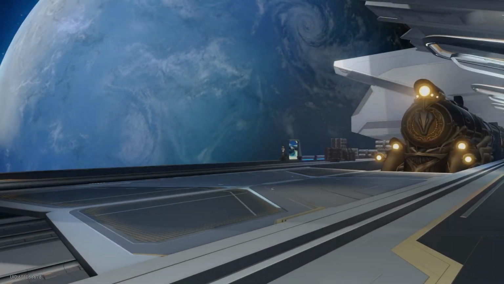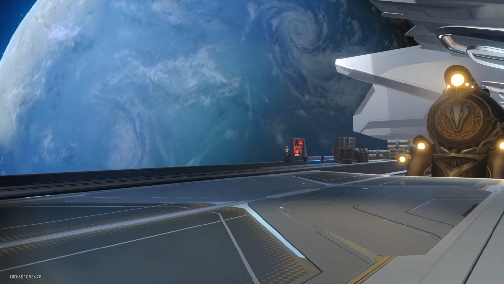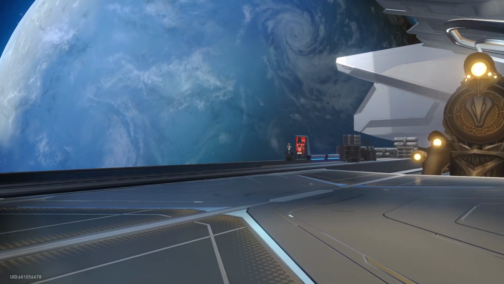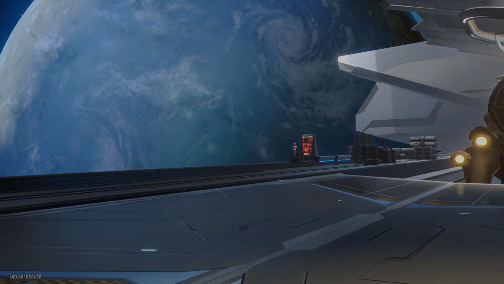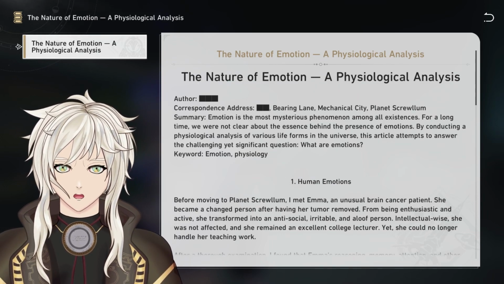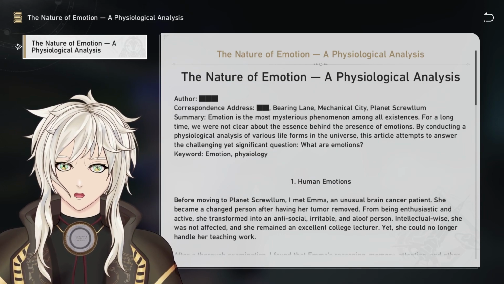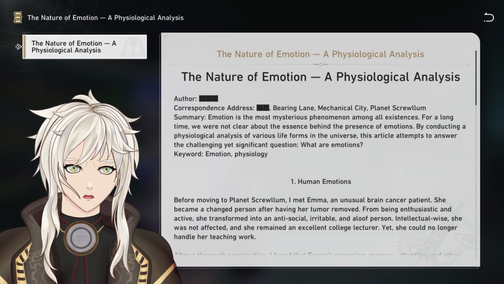Today we are reading The Nature of Emotion, a Physiological Analysis, a paper by an unknown author that delves into the physiological origins and mechanisms of expression regarding emotions. The Nature of Emotion, a Physiological Analysis. Author, redacted. Correspondence address, redacted. Bering Lane, Mechanical City, Planet Screwlum.